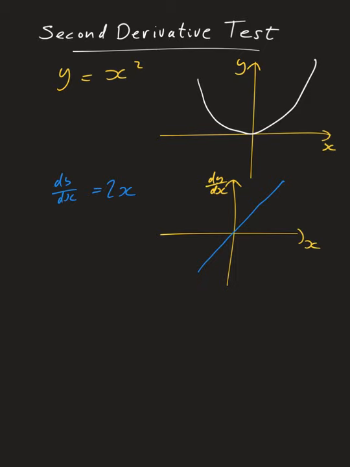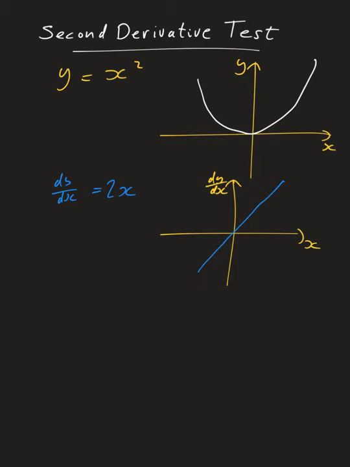Because if you look on the left side, on the negative side of the x-axis, you can see that y as a function of x is decreasing. Then it's 0 at x equal to 0, and then it's increasing on the right hand side. If you look at the blue line, it's negative on the left, 0 in the middle, and positive on the right. So that negative left side corresponds to y decreasing, and the positive on the right side corresponds to y increasing.